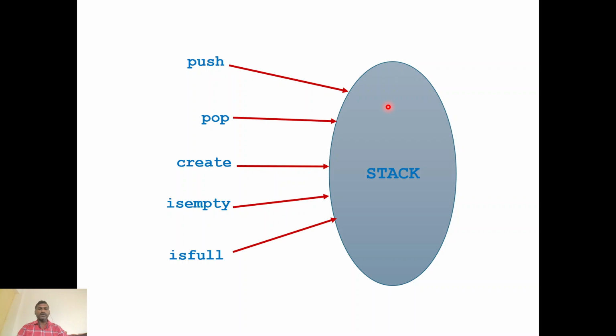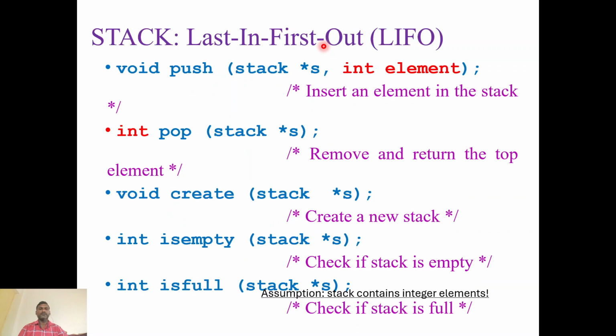So these are the operations we can perform on the stack. We can push an element into the stack and then pop the element. Push is nothing but inserting the element into the stack. Pop is nothing but the deletion of the element from the stack. We can create the stack, check whether the stack is empty or not, and also check whether it is full or not. These are the basic operations we can perform on the stack. As I said, a stack works under the principle of last in first out.